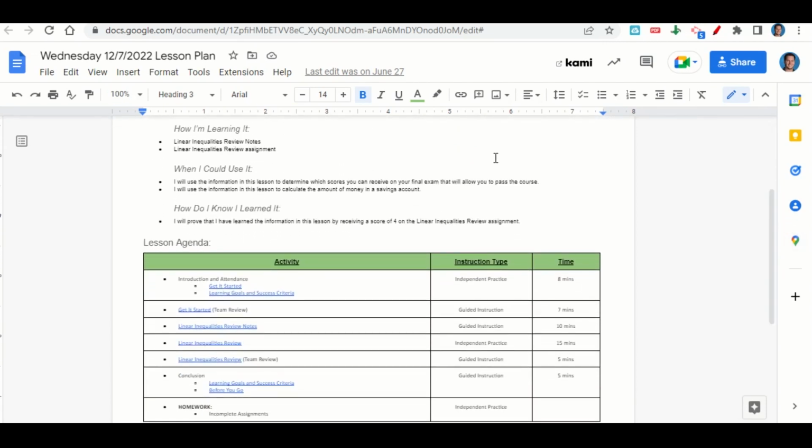Now let's take a look at our agenda for today. We will begin by going over the learning goals and success criteria. While we do that, you'll fill out your Get It Started. Once you've completed it, we'll go over it together and answer any questions. After that, we'll go over the Linear Inequalities Review Notes, and then I'll give you time to complete the Linear Inequalities Review Assignment. Once you've completed the assignment, we'll go over it together and answer any questions you may have. At the end of class, we'll go back over our learning goals and success criteria while you fill out your Before You Go. Your only homework for tonight is to work on any incomplete assignments that you may have.